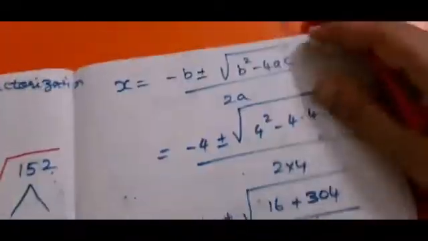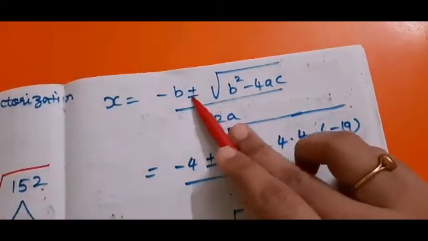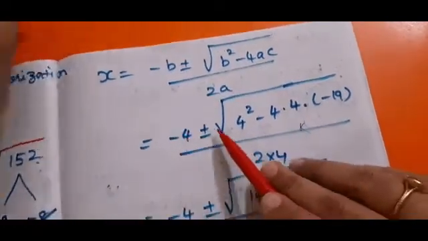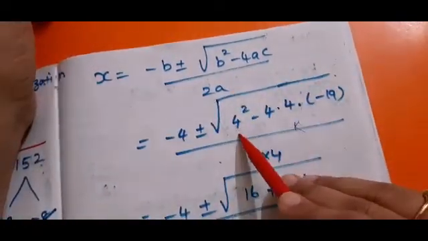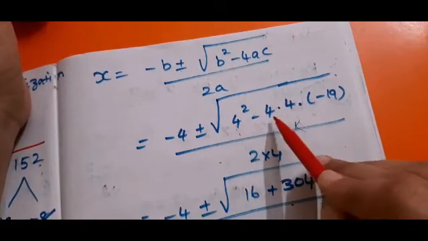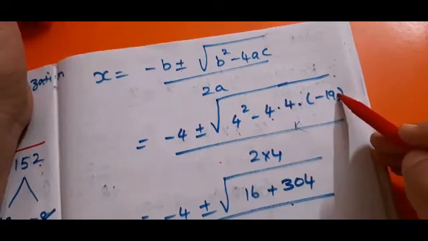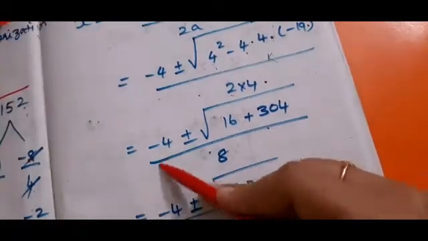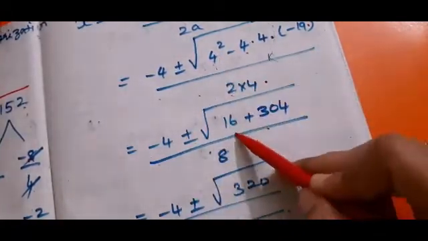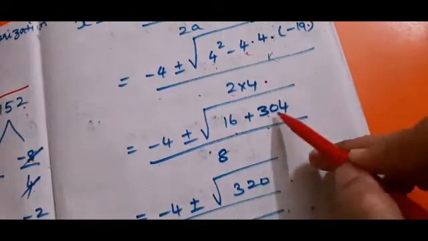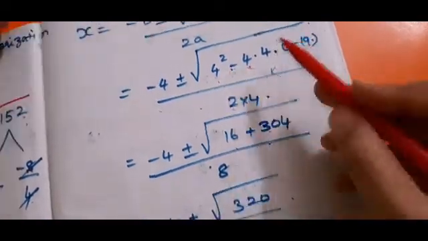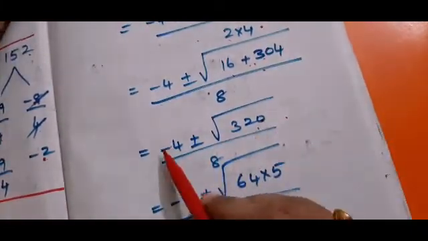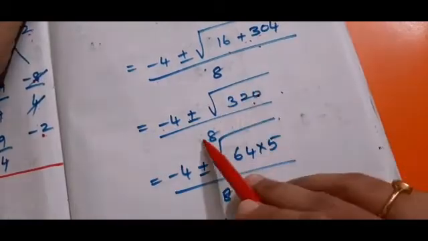So, now I am using the formula, my x is equal to minus b plus or minus square root of b square minus 4ac by 2a. So, minus 4 plus or minus square root of b square, which is 4 square, minus 4 into minus 19, by 2 into 4. So, minus 4 plus or minus square root of 4 square is 16. If you multiply this, you will get 304. Minus into minus is plus 304, that is 320. So, minus 4 plus or minus square root of 320 by 8.